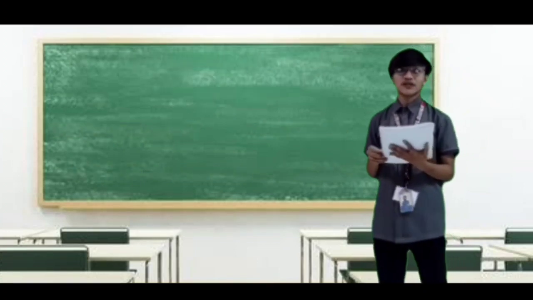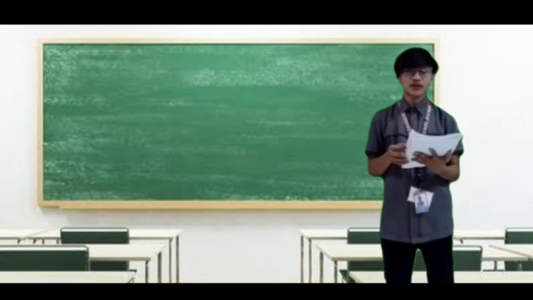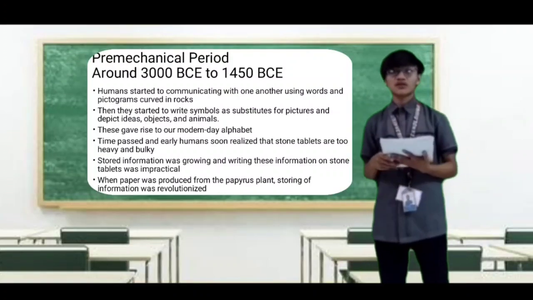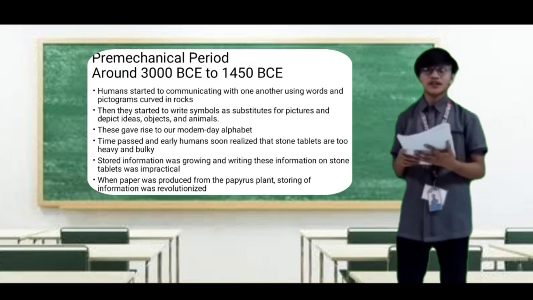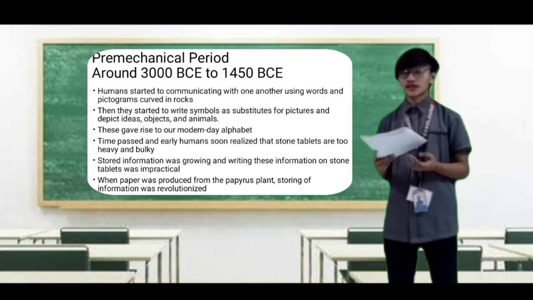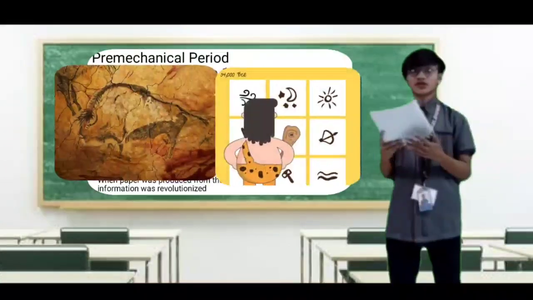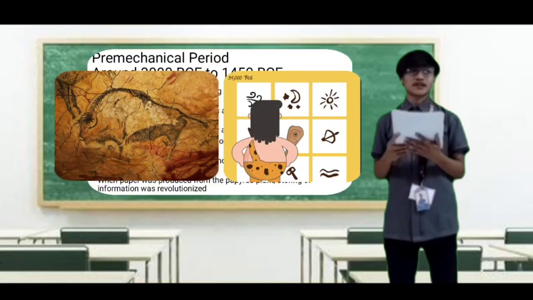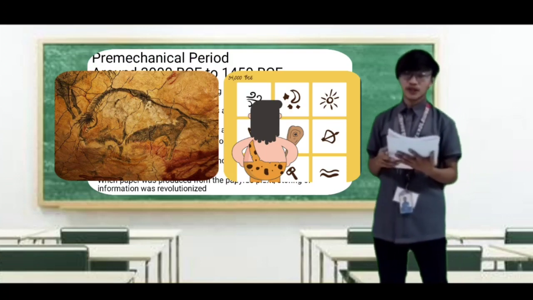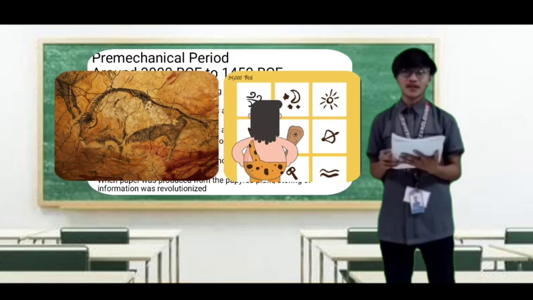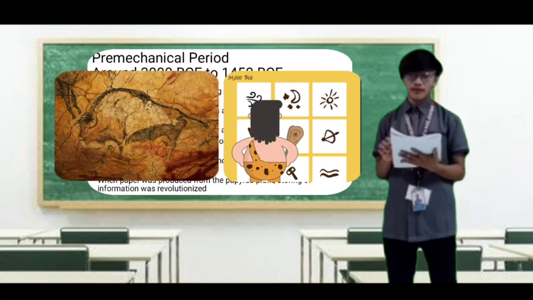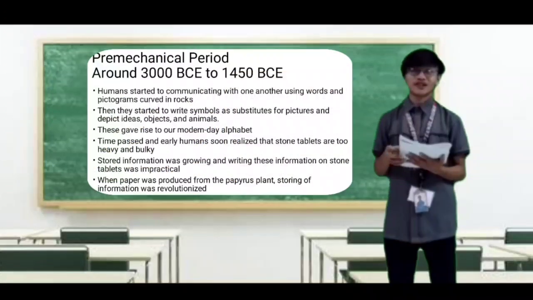Let's go first to the first period in the history of ICT. We have the pre-mechanical period, which was around 3000 BCE to 1450 CE. Humans started communicating with one another using words and pictograms carved in rocks. Then they started to write symbols as substitutes for pictures to depict ideas, objects, and animals. As you can see, even before, they already had ICT, using rocks or stone to store knowledge, or rather, information.